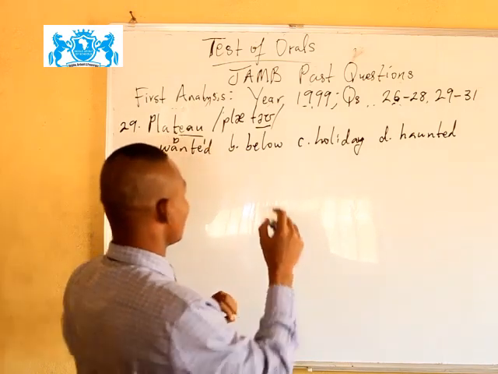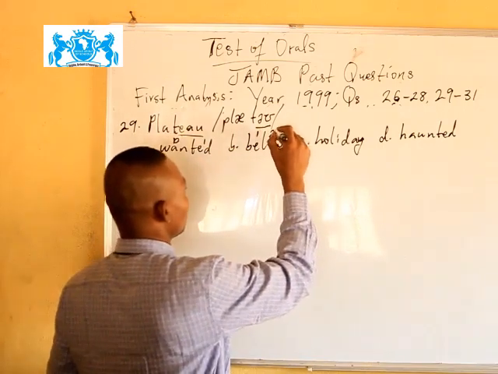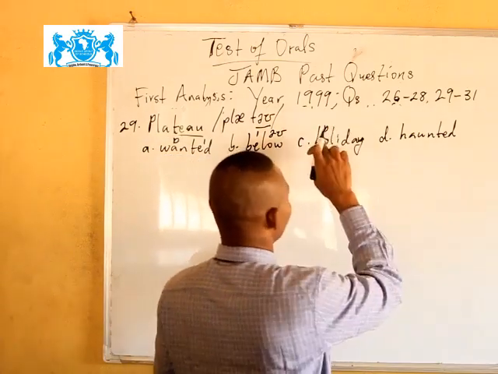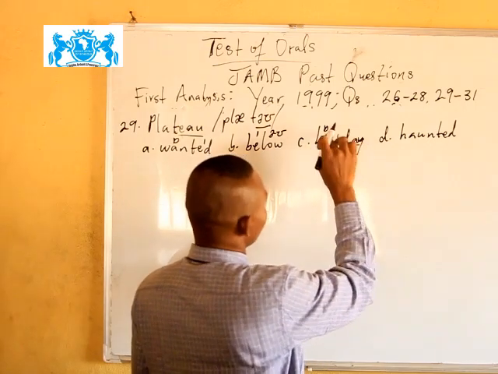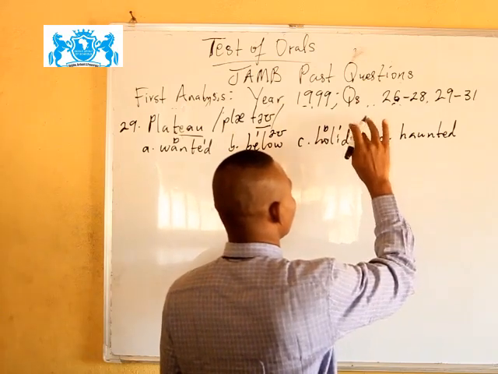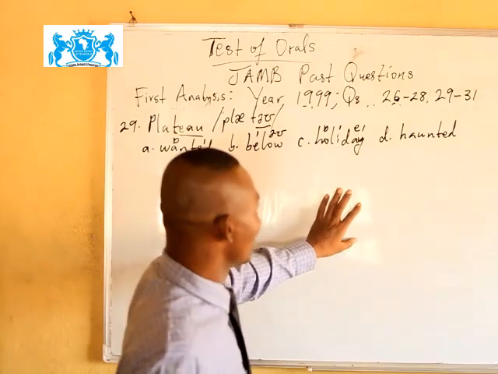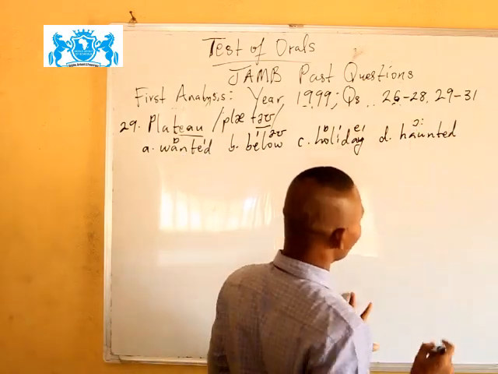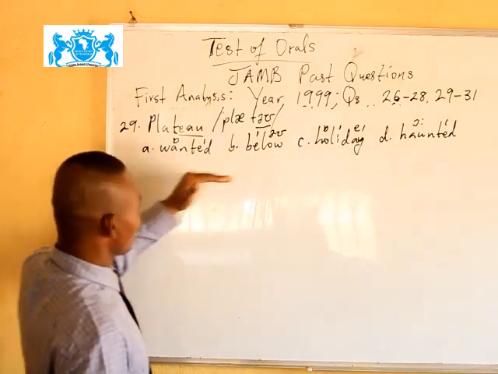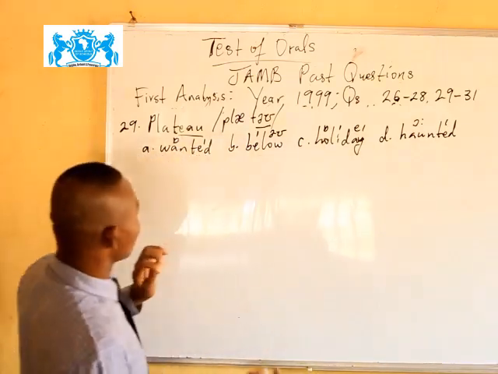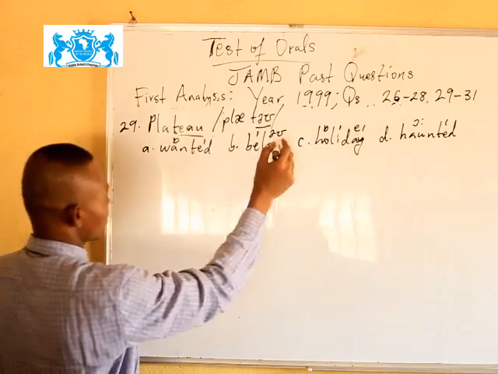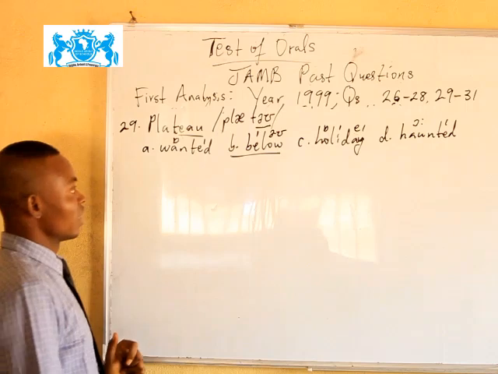Short O sound, short E sound. Here we have below. Here we have holiday. So this is short O sound, short E sound, diphthong A, and then here we have long O sound and short E sound. If we look through the options that are here, the only one that has the same vowel sound as the one italicized is below, and that is option B. It makes it the answer.